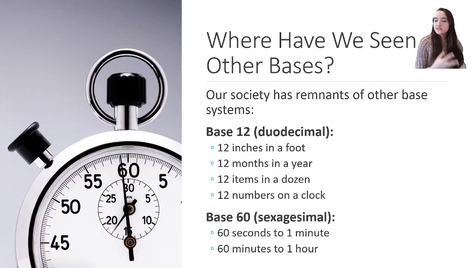So, where have we seen other bases before outside of just our exploration of history? Our society actually has remnants of, for example, the base 12 system, the duodecimal system. Anytime you think about the fact that there are 12 inches in a foot, or 12 months in a year, 12 items in a dozen, 12 numbers on a clock, the reason this 12 comes back a lot is because of the base 12 system that was used previously. We also have the base 60 sexagesimal system showing up a little bit, just like it did in Babylonian numbers: 60 seconds to a minute, 60 minutes to an hour. These are remnants of other bases being used besides base 10.